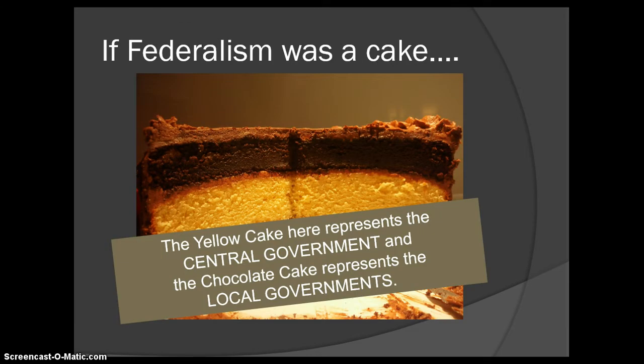Let's use the analogy of a cake. If federalism was a layer cake, the yellow cake here would represent the central government because the central government must come first in order to create state and local governments, which here is represented as the chocolate layer of the cake.